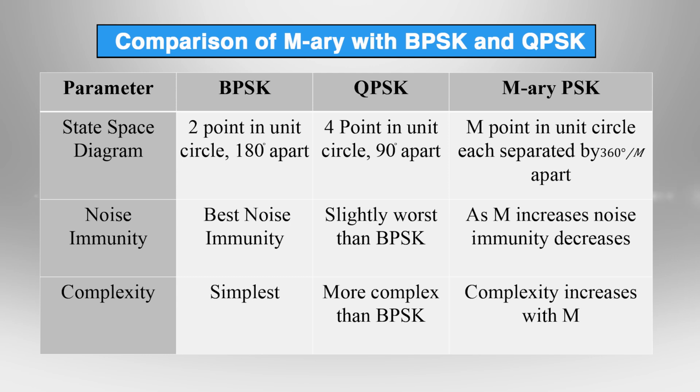Next parameter is noise immunity and bit error rate. The BPSK system has the best noise immunity among all the three. It has the lowest bit error rate for a given SNR because the phase difference between symbols is 180 degrees. Whereas in QPSK, the system has slightly worse noise immunity than BPSK, but better than higher order M-array PSK schemes. The phase difference between adjacent symbols is 90 degrees, which is still relatively robust to noise.